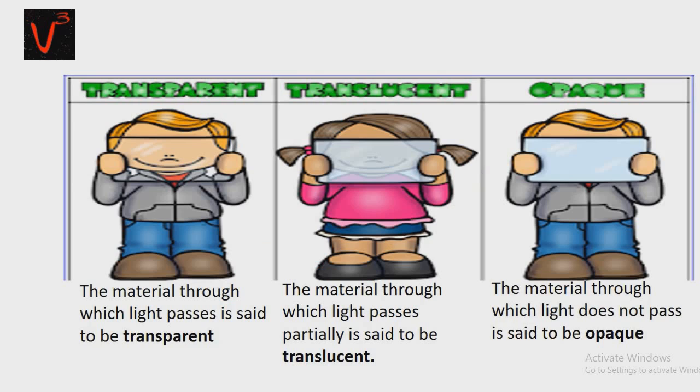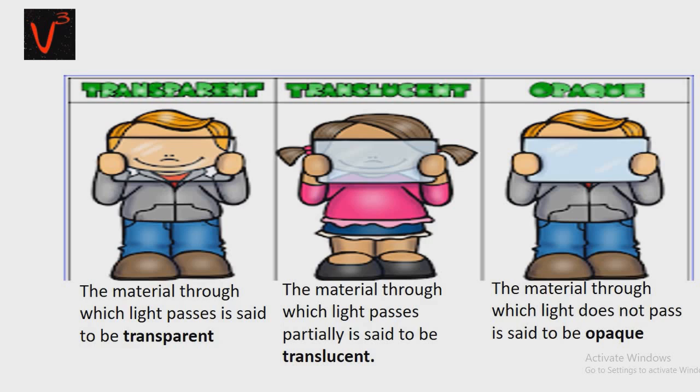Let us understand what are transparent objects, what are translucent objects, and what are opaque objects. So let's see transparent. The first boy who is holding a glass, whose face we can see clearly. The material he is holding is transparent material. Means the material through which light passes is said to be transparent. Examples are specs that your parents wear, the glass this boy is holding. These all are transparent material.